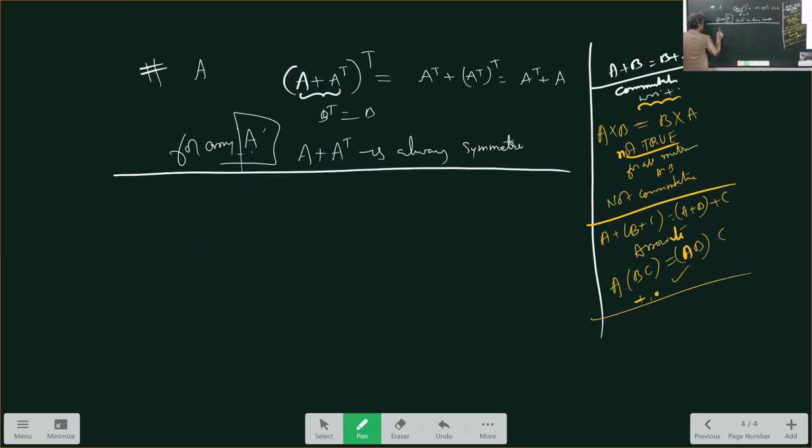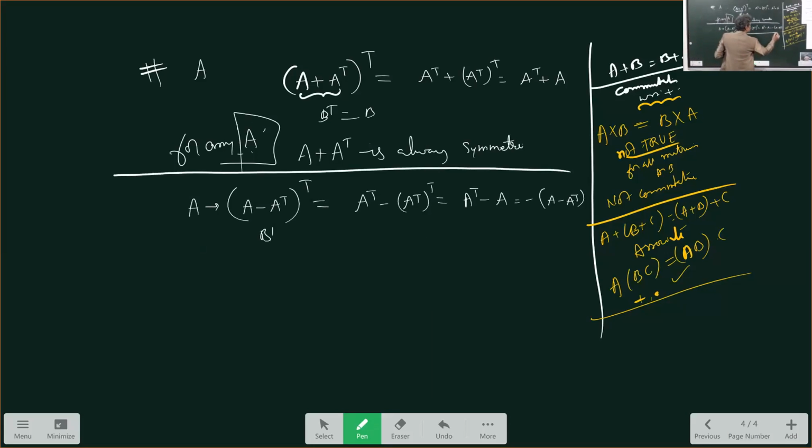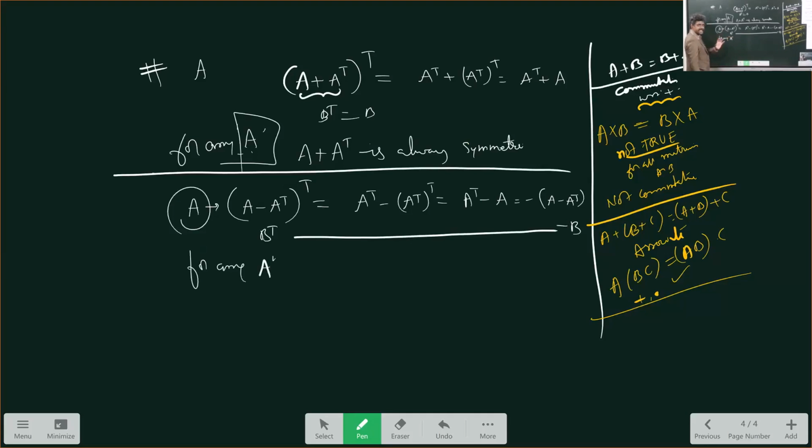And similarly, for any matrix A, take A minus A transpose. Now let us talk about its whole transpose. It becomes A transpose minus A transpose whole transpose, which is A transpose minus A, which can be written as minus of A minus A transpose. Do you agree? I have taken minus common. So now I got B transpose is equal to minus B. So for any matrix A, irrespective of its nature, A minus A transpose is skew symmetric.